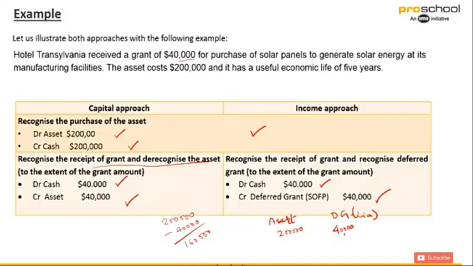So the depreciation formula is original cost divided by the estimated life of the asset. So 2 lakh divided by 5. So $40,000 is the depreciation.